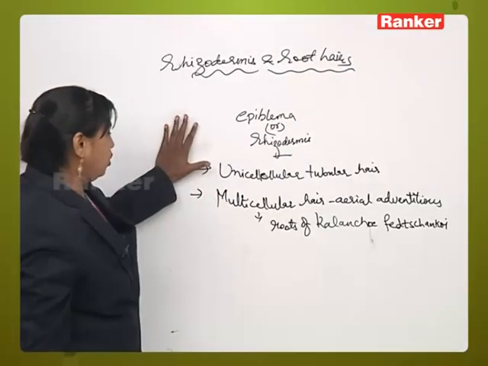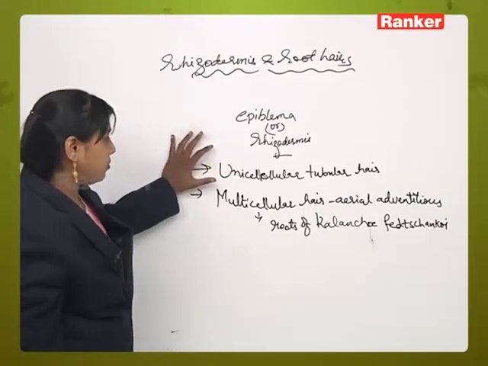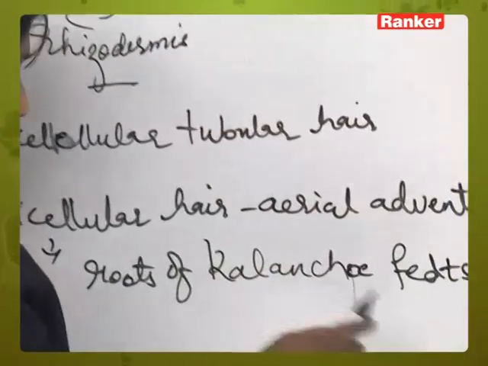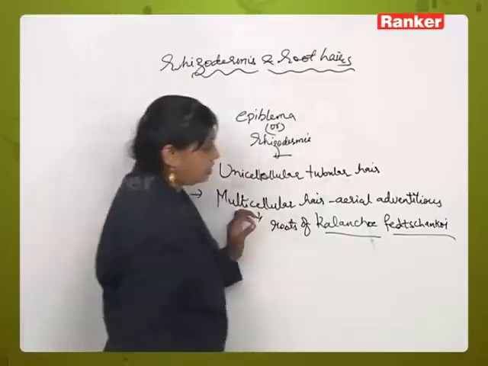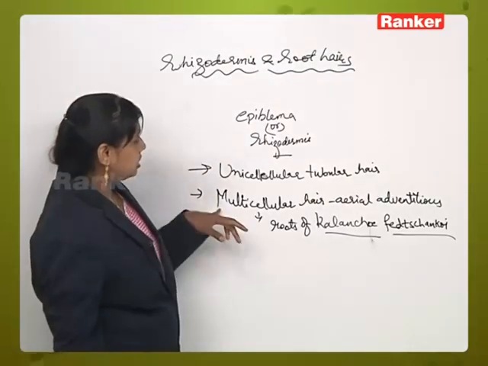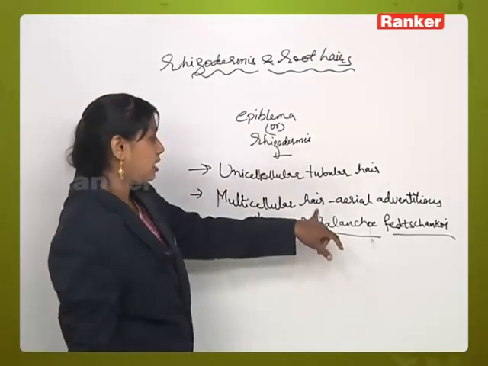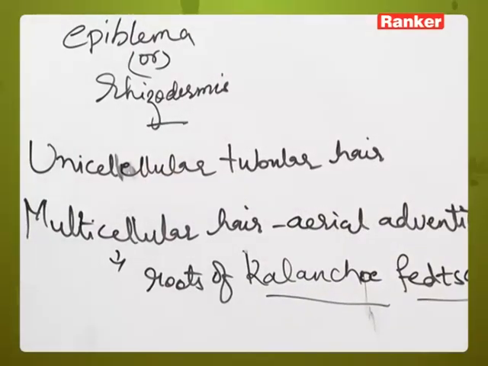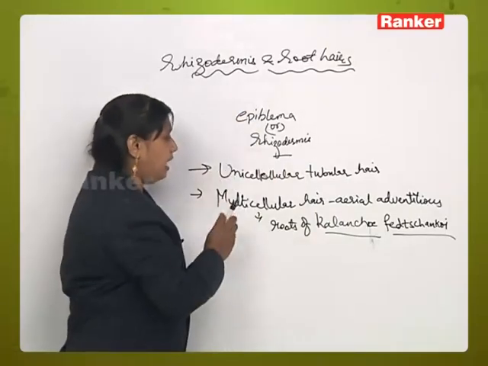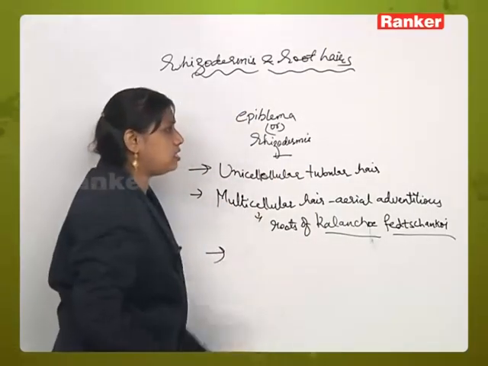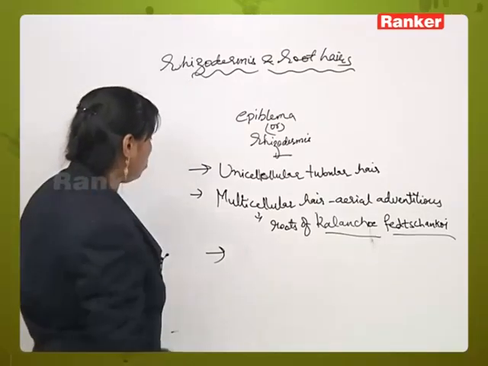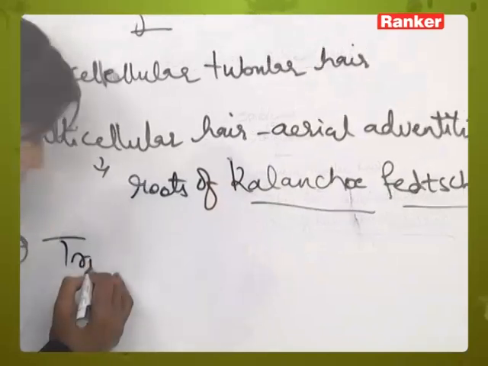Normally in any root, in the rhizodermis, you will see unicellular tubular hair structures. But in a special case, like in the aerial adventitious roots of Kalanchoe fedtschenkoi, in the rhizodermis multicellular hair-like structures are present. Normally these root hairs arise from the tip of the root. And what is the major function of the root hairs? The cells which give rise to root hairs are also called trichoblasts.